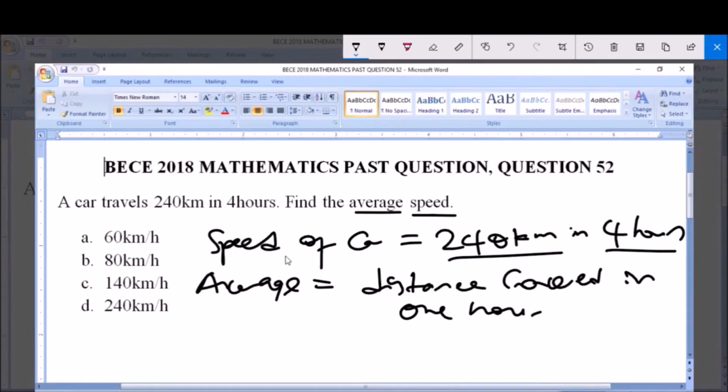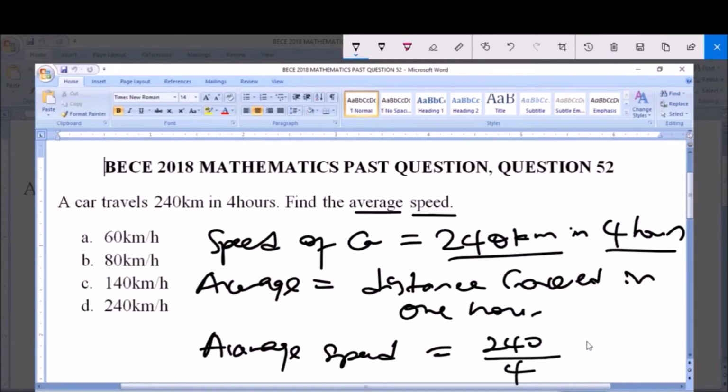Now if the car covers the distance of 240 km in 4 hours, therefore the average speed will be equal to 240 divided by 4 to get the what? To get the speed in 1 hour. And that will be what? That will give us 60 km per hour.